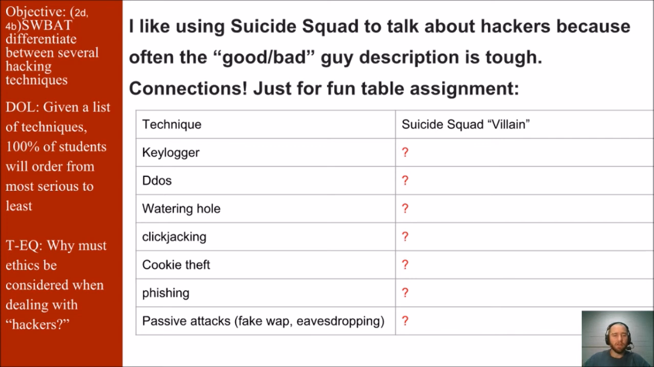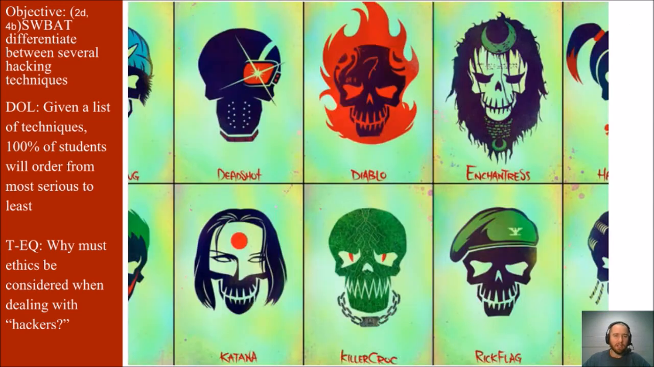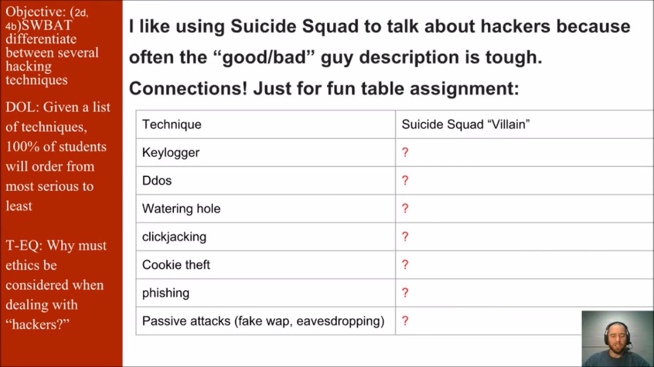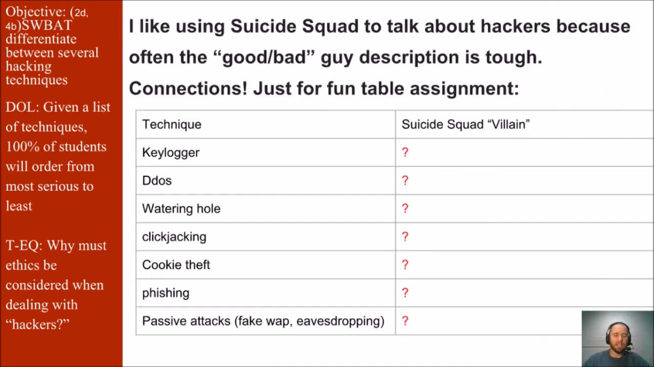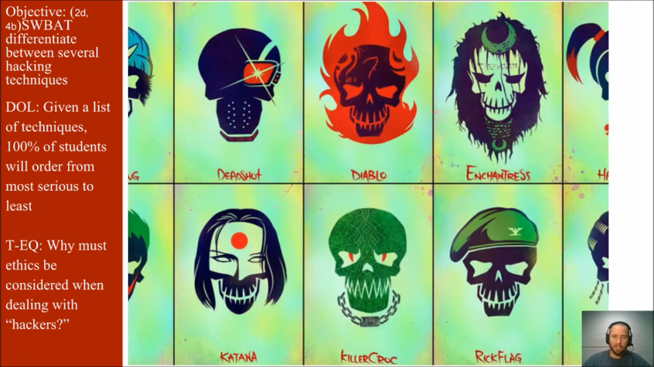I want you to think of each of the attacks we went through and then connect that technique to one of the Suicide Squad villains. So we got keylogger, DDoS, watering hole, clickjacking, cookie theft, phishing, and passive attacks such as a fake wireless access point or eavesdropping. So think of those techniques. Think of who you have here in the Suicide Squad. And I know I only have 6 up here, so if you want to fill in this table for me using those 6, I think that'd be a great way for you to remember each of the different techniques, or at least some characteristics of each of those different techniques.